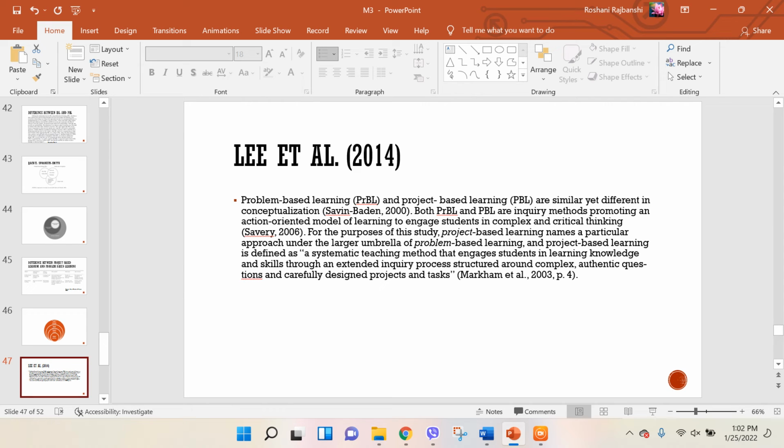Both project-based learning and problem-based learning are inquiry methods promoting an action-oriented model of learning to engage the student in complex and critical thinking. For the purpose of this study, project-based learning names a particular approach under the large umbrella of problem-based learning, and problem-based learning is defined as a systematic teaching method that engages the students in learning knowledge and skills through an extended inquiry process structured around complex, authentic questions and carefully designed projects and tasks. This is taken from this one.